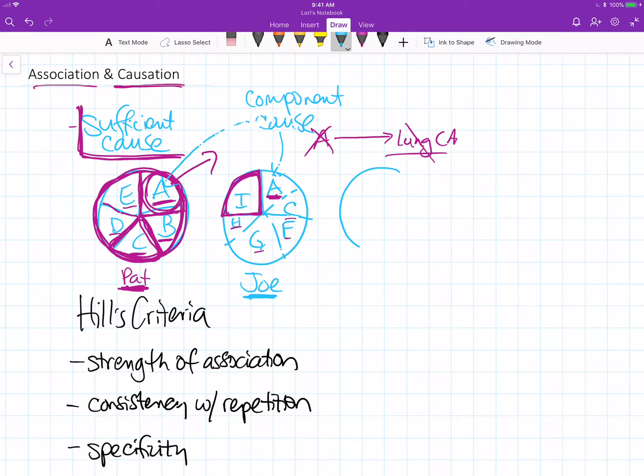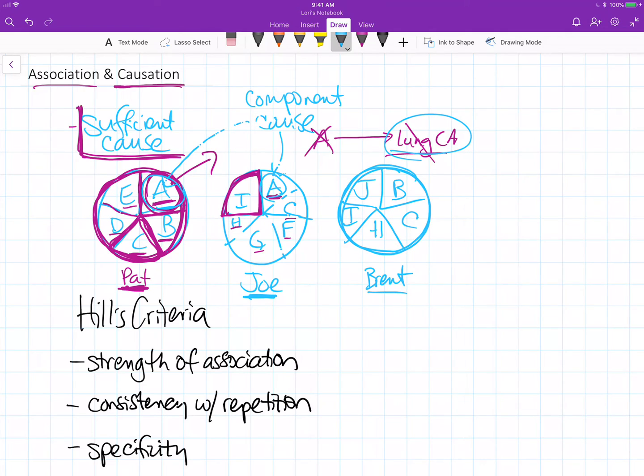Now, there might be another person who doesn't have A. They have B, C, H, I, and maybe J. And so this is perhaps Brent. He has the same outcome, the same manifestation of disease, but no A. If that's the case, then A isn't automatically necessary for every single person to have that particular outcome, say lung cancer.